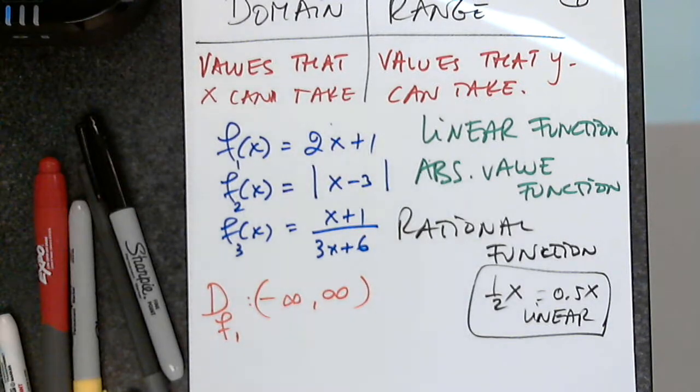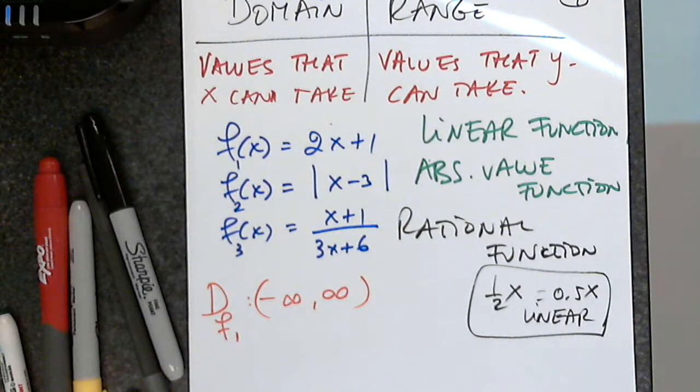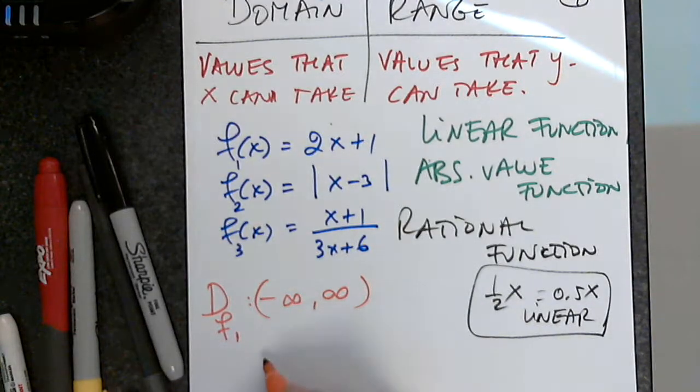Okay, now let's look at the second one, absolute value. Again, this is a second type of function, but the same concept. I don't have to do anything. Can I plug in x anything? Yes. Can I subtract 3 from whatever? Yes. Can I apply the absolute value to that whatever? Yes. So what do I conclude about the domain of F2? Same.